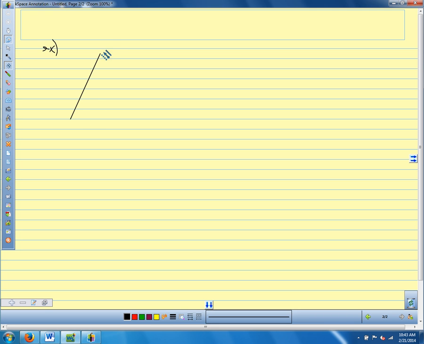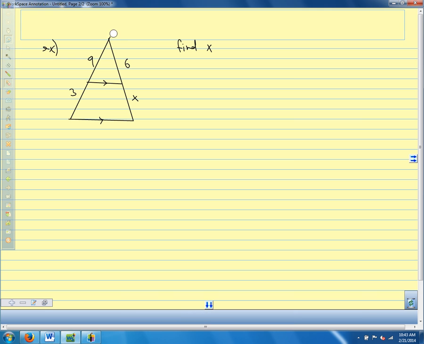Start off with an easy one. Three, 9, 6, and x. And we want to find x. Well, we have a triangle. We have a segment parallel to one side of the triangle. So we know that the other sides are divided proportionally. So what proportion do we want to write here to find x? What do you think, Lee?